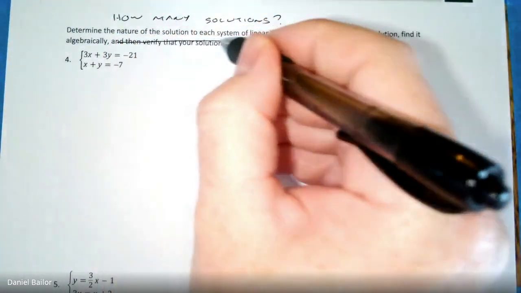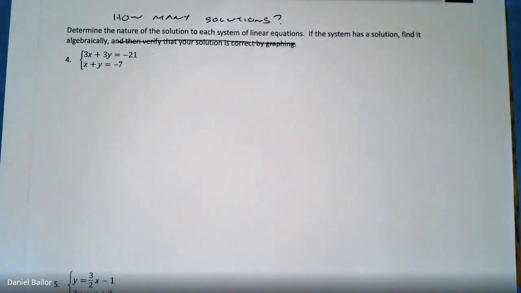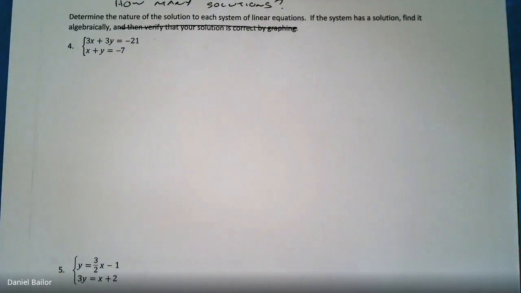I'm not going to ask you to verify that your solution is correct by graphing. I want this lesson to go a little bit faster than that, so we do not have to prove it by graphing. We're just going to practice this substitution method today. You know how to graph if you did lessons 24 and 25 with me. I'm not going to make you do it again today. I just want you to get the substitution method today.